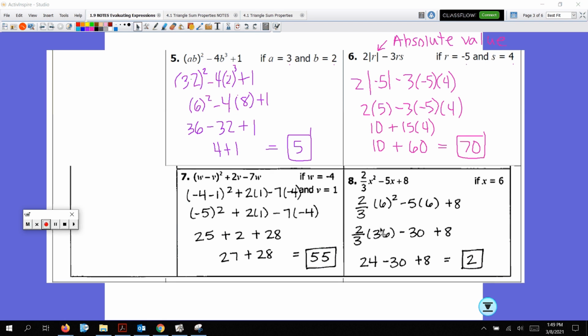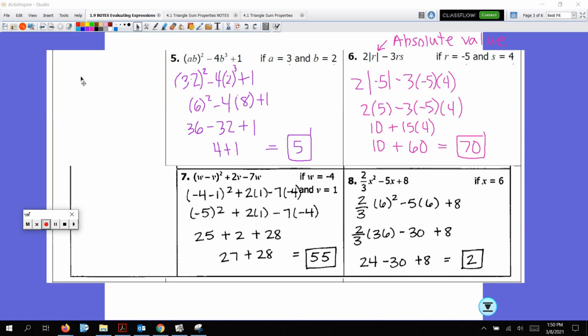For number 8, once you squared that 6, you need to multiply 2/3 times 36. You could have cross-simplified and said, oh, 3 goes into 36 12 times. Cross this out, make it a 12. Make this a 1. 12 times 2 is 24. Or, in your calculator, 2/3 times 36 gives you 24. And then it's just easy peasy after that.